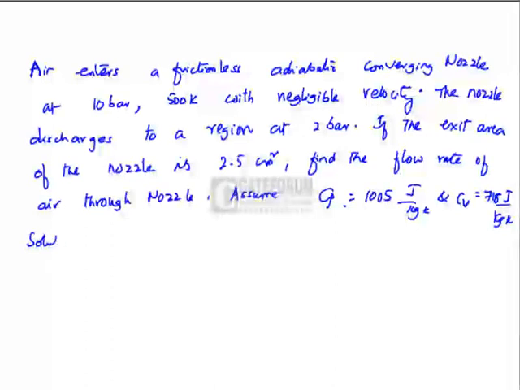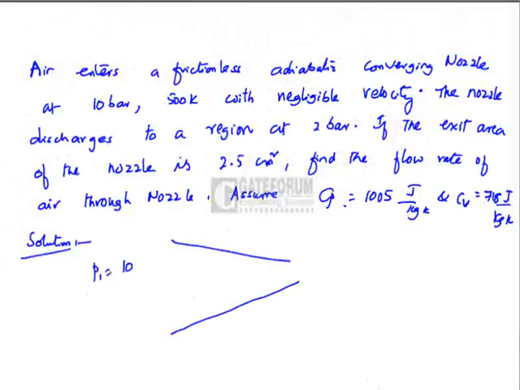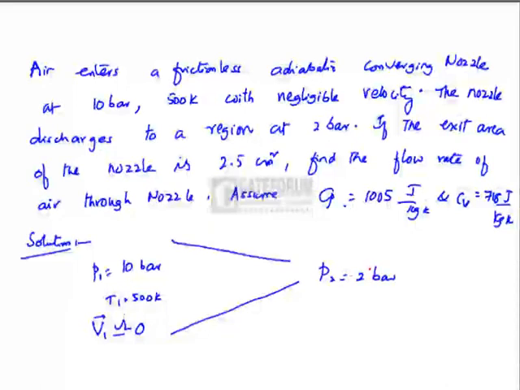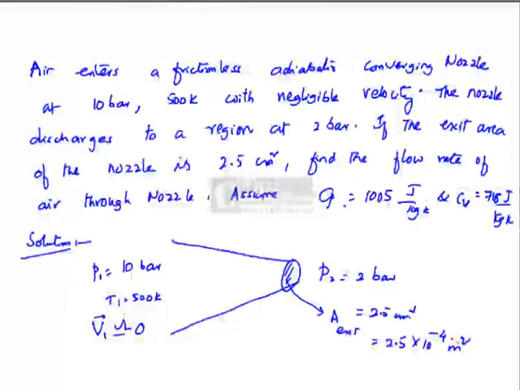The solution to this problem is as follows. Let us represent the problem in pictorial form. The inlet pressure P1 is given as 10 bar, T1 is given as 500 Kelvin. The inlet velocity is almost equal to 0 because it is entering with negligible velocity. The exit pressure is given as 2 bar. Exit area is given as 2.5 cm square, that is equal to 2.5 into 10 power minus 4 meter square, because all the areas must be in meter square.